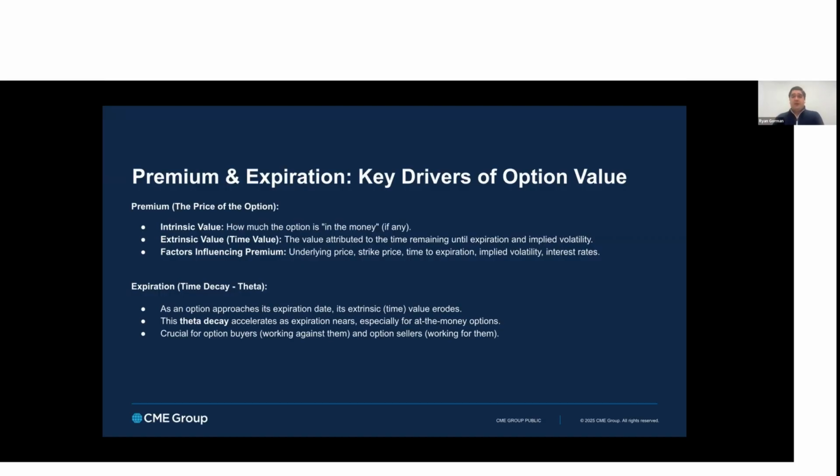So understanding premium and expiration, that's the mechanics of how these options actually work. I can't tell you how many times I've talked to people who say, my option finished pretty close to my strike price, but it gained no value. And it always comes down to theta or time decay.